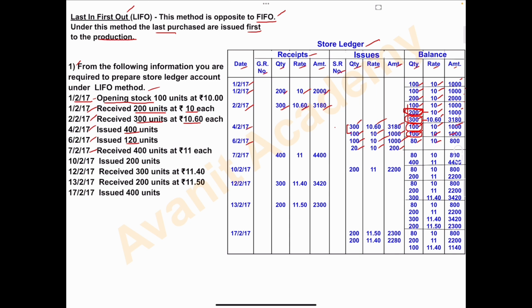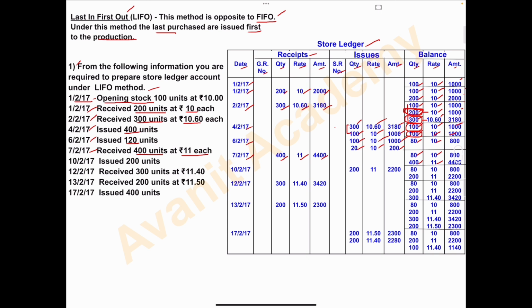Next, on 7th February 2017, received 400 units at rupees 11 each. Write date column 7th February. Number of units purchased is 400. Rate per unit is 11, and the amount is 4,400. Write the balance. Previous balance is 80 units. Rate is 10. Total amount 800. Write the latest purchase, that is 400. Rate per unit 11, and the amount is 4,400.